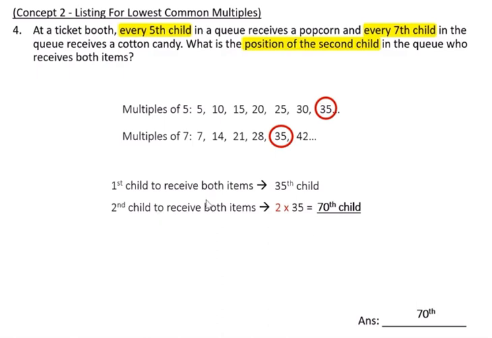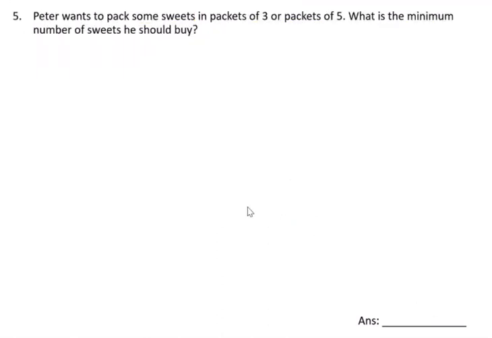Okay, moving on to question number 5. Peter wants to pack some sweets in packets of 3 or packets of 5. What is the minimum number of sweets he should buy? So that means he must pack equally into either packets of 3 or packets of 5. So that means the same thing: lowest common multiple. We are looking at multiples of 3 and also multiples of 5.